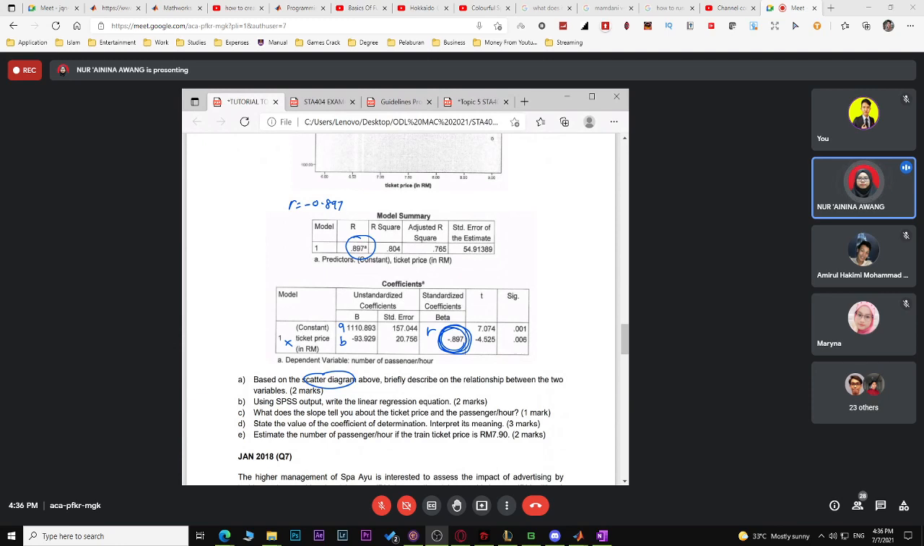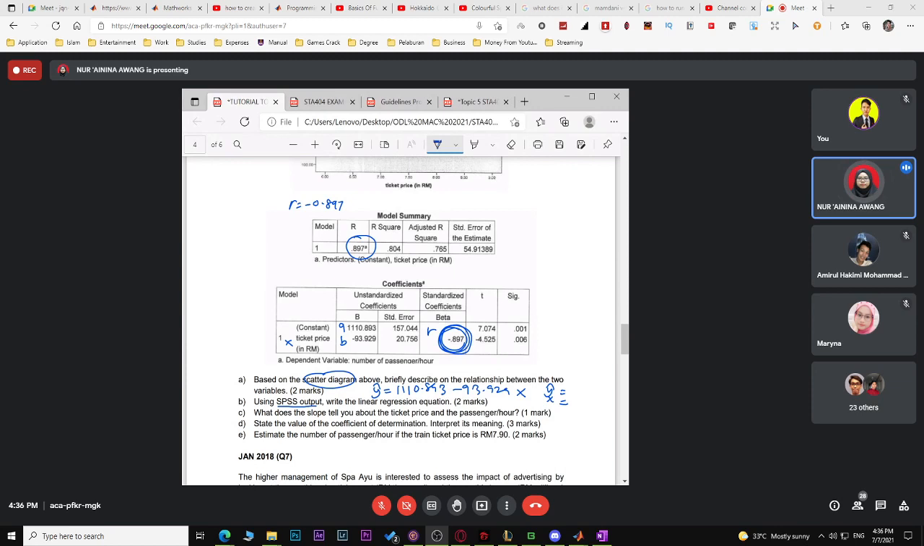Okay, and then for B, using SPSS output, write the linear regression equation. So you have your A and B, the value for A and B. So just follow, since the question asks you to using SPSS output, so guna this value lah. Okay. And then don't forget to let your X and also your Y. And then see what does the slope tell you about the ticket price and the passenger per hour. So this is your slope.